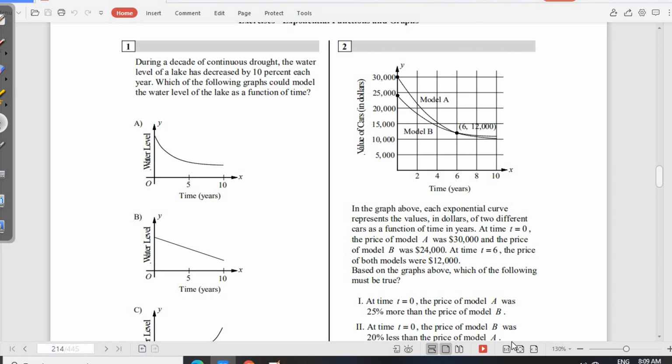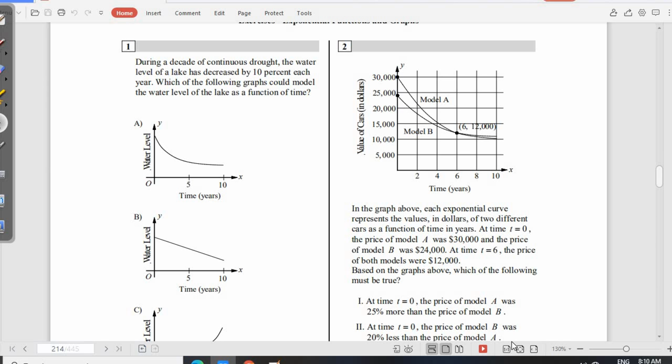Alright, in question number 2, in the above graph, each exponential curve represents the value in dollars of 2 different cars as a function of time in years. At time t equal to 0, the price of model A was 30,000 and the price of model B was 24,000. At time t equal to 6, the price of both models was 12,000. Based on the graphs above, which of the following must be true?